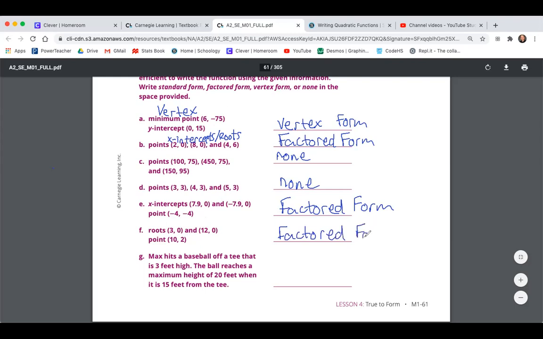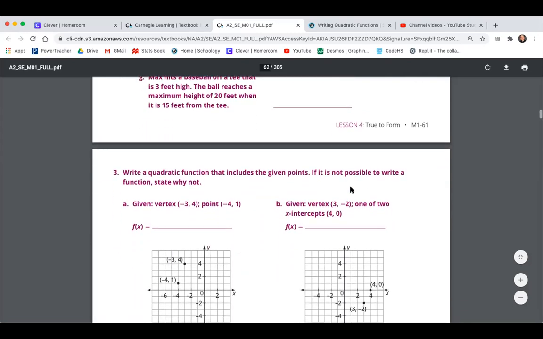All right, and then hey, part G, Max hits a baseball off a tee. That's 3 feet high. The ball reaches a maximum height of 20 feet. So that's your key word there. When you're given maximum or minimum, it's really just referring to the vertex. So I'd be using vertex form to do that. I'd plug those points into vertex form, simplify, and we'd have our quadratic function. All right, so let's move on to the next page.